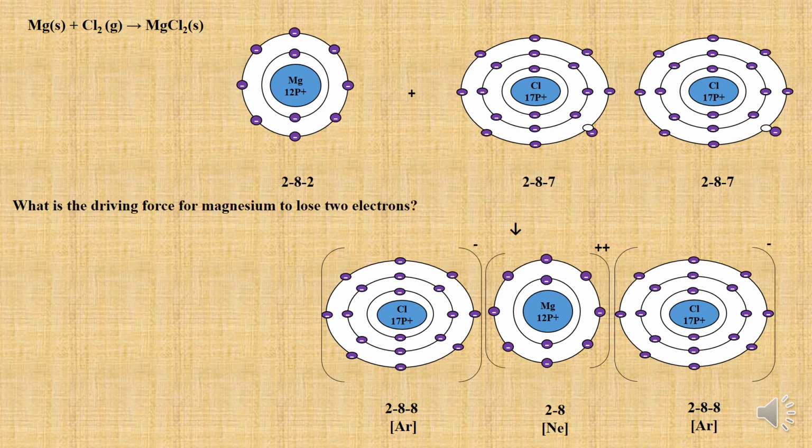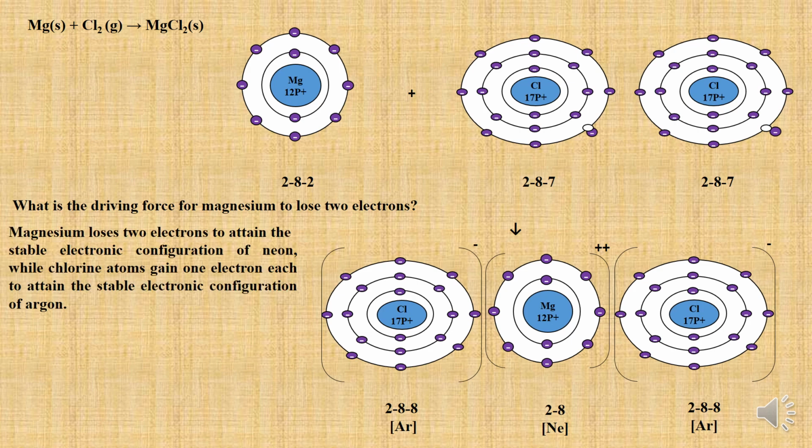So what is the driving force for magnesium to lose 2 electrons? Magnesium loses 2 electrons to attain the stable electronic configuration of neon, while chlorine atoms gain 1 electron each to attain the stable electronic configuration of argon.